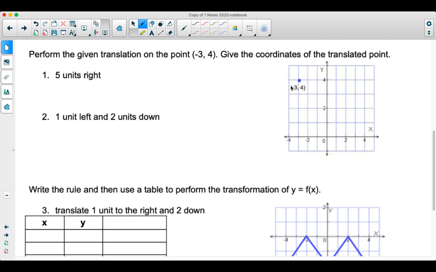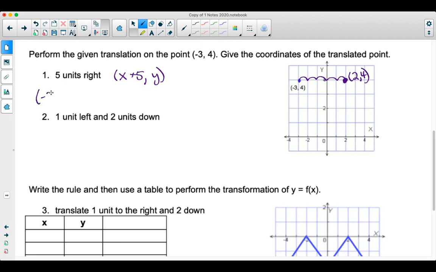So first, if we start at -3, 4, we want to move 5 units to the right for this first translation. So we start at our point and count 1, 2, 3, 4, 5 units to the right, and we end up there. That point should be 2, 4. So since we're moving 5 units to the right, that means our x value is going to change plus 5 units. We didn't do anything to the y value because it didn't move up or down.